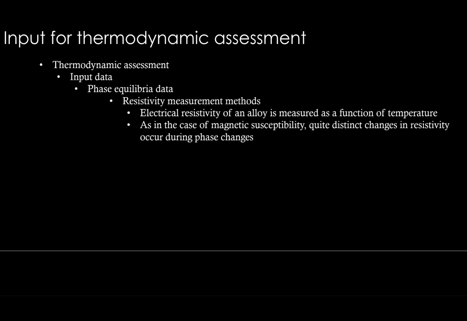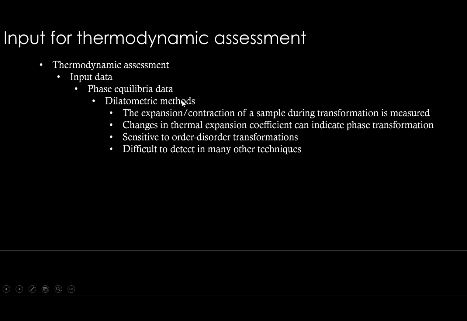Similarly, electrical resistivity of an alloy is also measured as a function of temperature. As in the case of magnetic susceptibility, quite distinct changes in resistivity occur during phase changes. So that can be noted and phase diagrams can be plotted. And then this method is quite widely used, dilatometric methods. The expansion or contraction of a sample during transformation is measured.